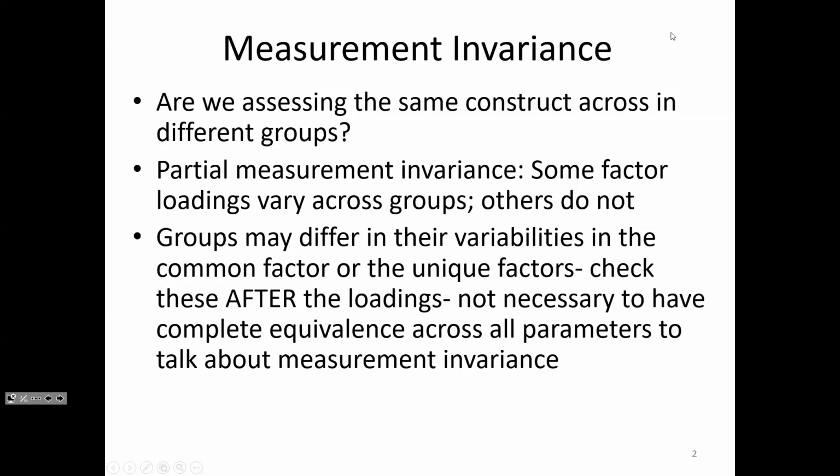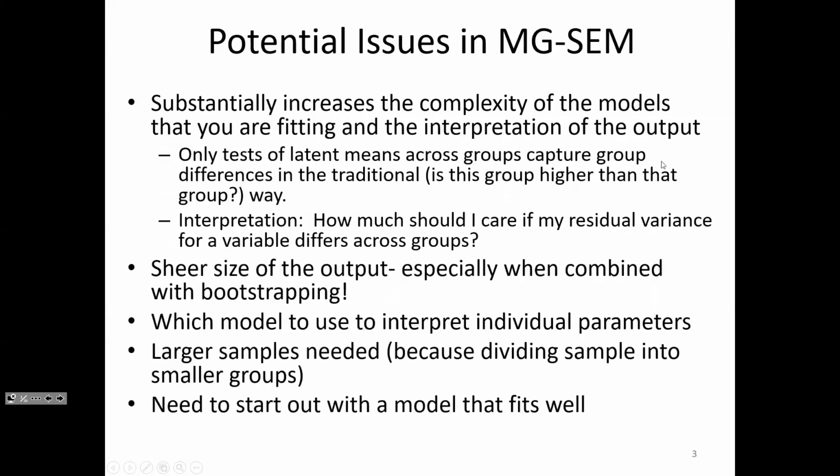All right, so on from slide 2. Okay, so what are some issues to think about as we move into this multiple group SEM stuff? This is true for a multiple group CFA as well. So again, we're substantially increasing the complexity of our models, right? Because we are now allowing parameters to vary across groups, and that also affects the interpretation of our model.